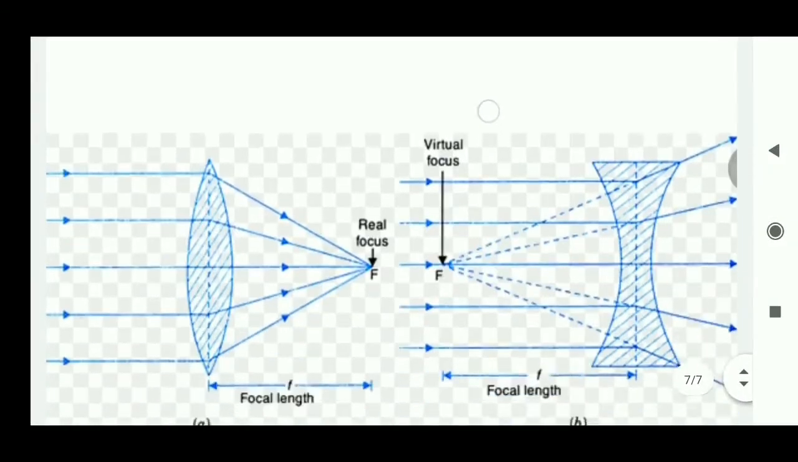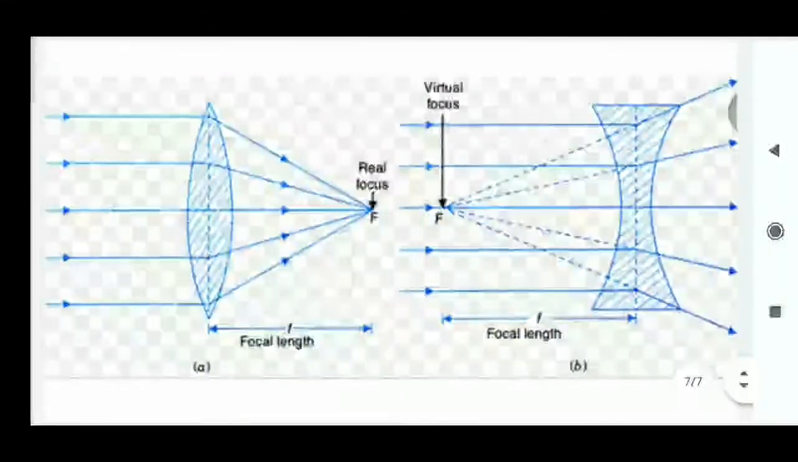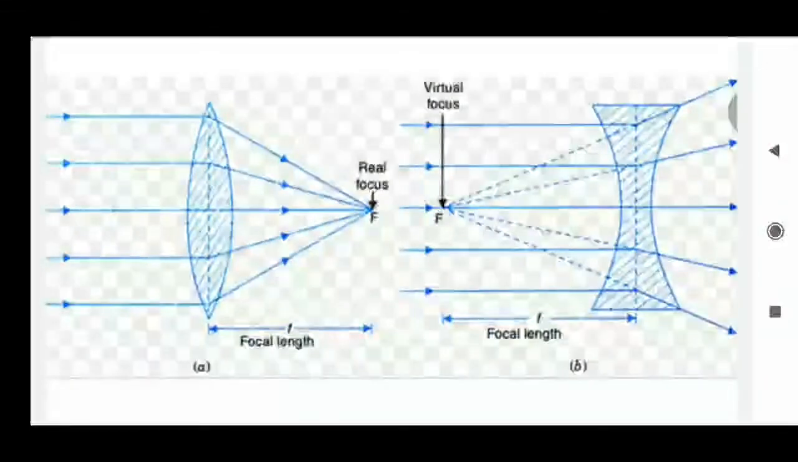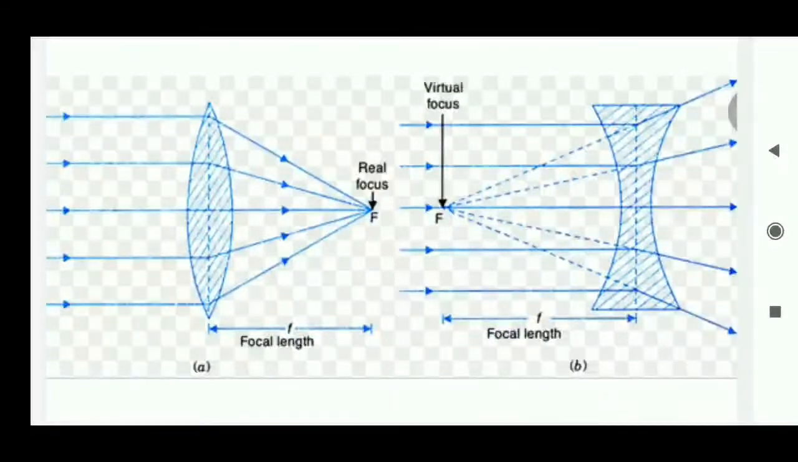Now let's see what the focal length and focus of lenses are. First, see a convex lens and a light ray, or the object is at infinity, so we get a parallel beam of light. From the left side you see a parallel beam of light incident on the convex lens, and that will converge at a particular point called the focus.